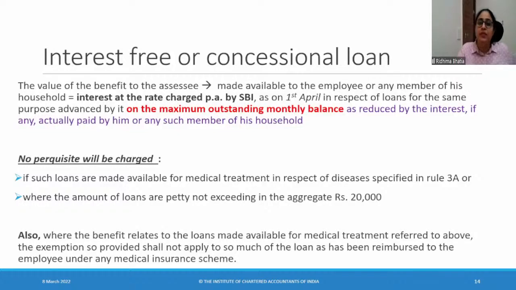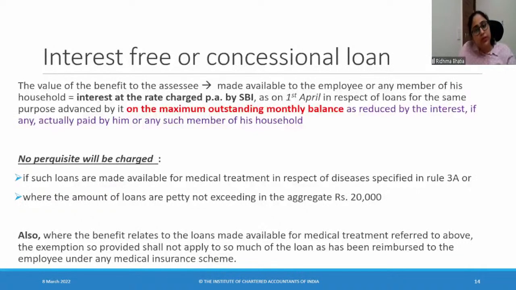Yes. But how would you calculate? Rate would always be taken as per the rates which are there by SBI as on 1st April. In the question, rates will be given. SBI's lending rates would be given to you. Different dates can be given to you. So 1st April, as in beginning of the year, whatever the rate was, even if you have taken the loan during the year, you will take the rate as on 1st April. That would be your interest rate to calculate the perquisite.